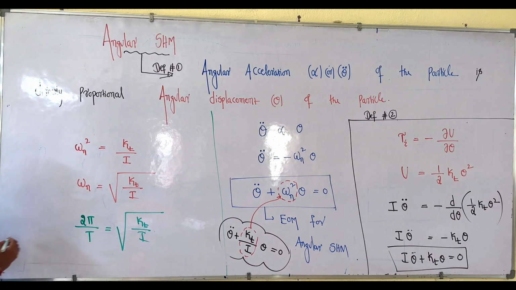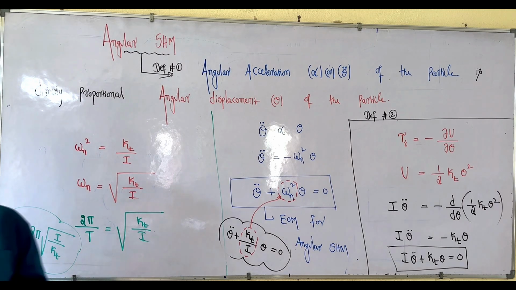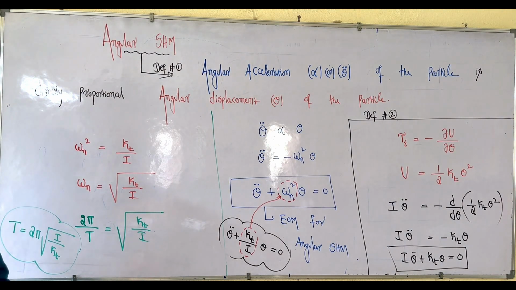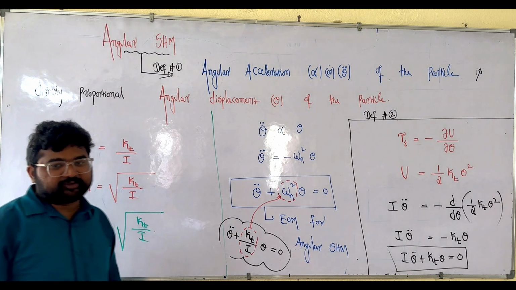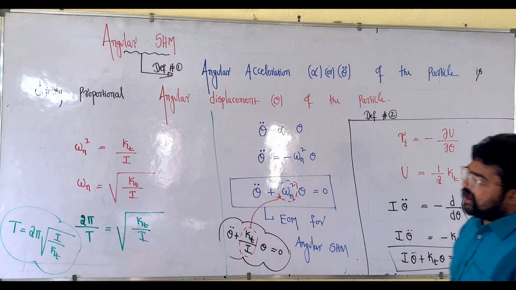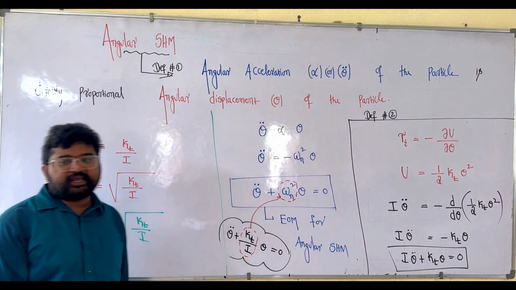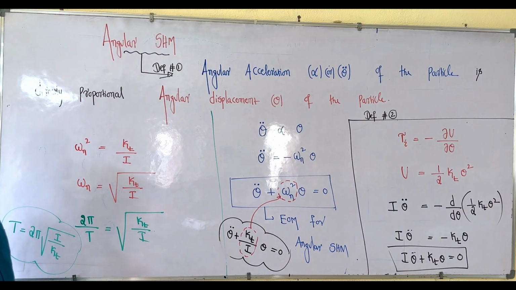What is the time period of oscillations in the angular SHM case? 2 pi square root of I by K_T. In place of mass, the mass moment of inertia will come. In place of linear stiffness, torsional stiffness will come. 2 pi square root of I by K_T. This is the time period of oscillations in angular SHM. Completed.